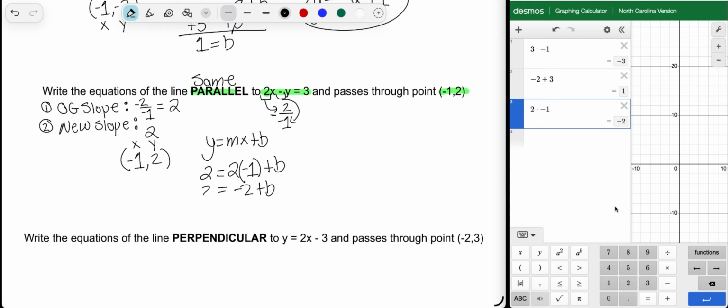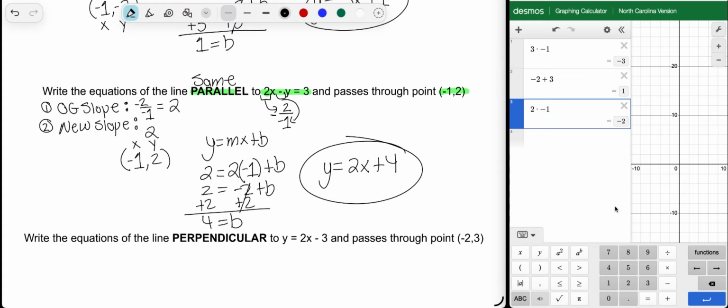Now bring everything else down. I have to get b by itself by doing the opposite of the number beside b, which is -2, so I'm going to add 2 to both sides. The double 2's, one negative and one positive, cancel each other out. Then I have these two positive 2's, and 2 plus 2 makes 4. So that is my new b. If I put my equation together, it will be y equals 2x plus 4, and that equation will be parallel to the one we have in standard form, which is 2x minus y equals 3.